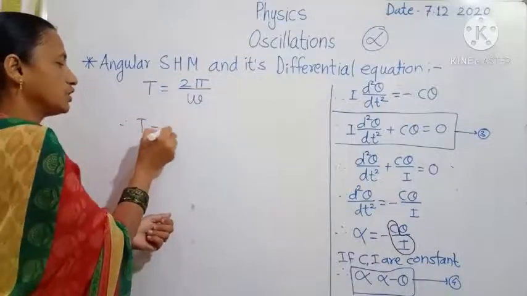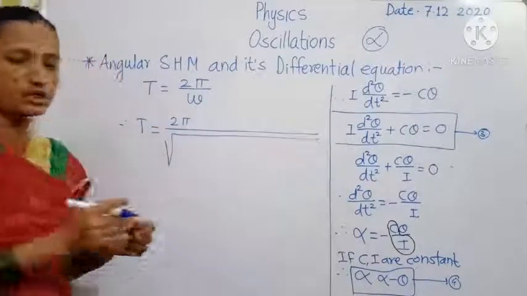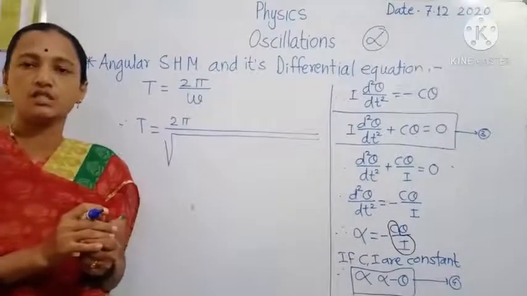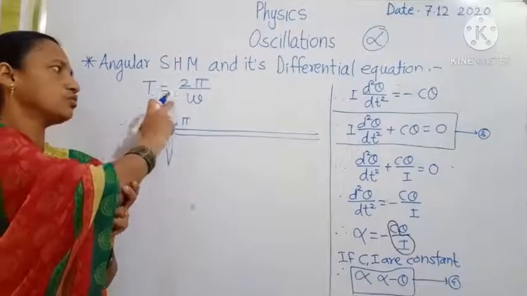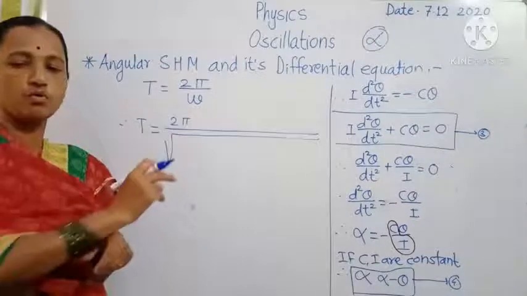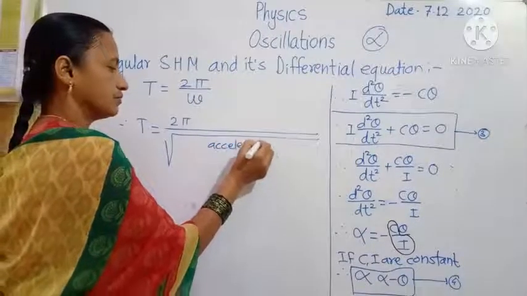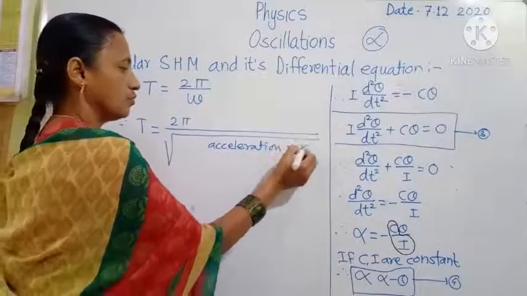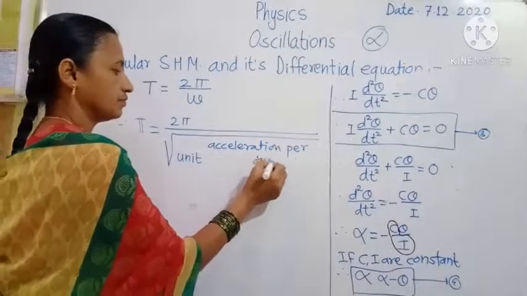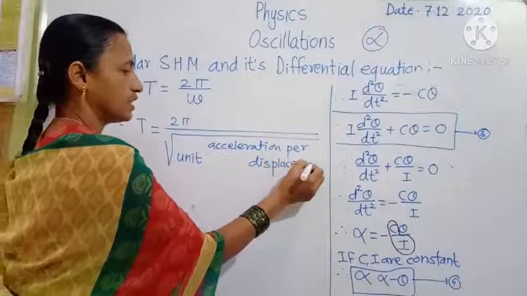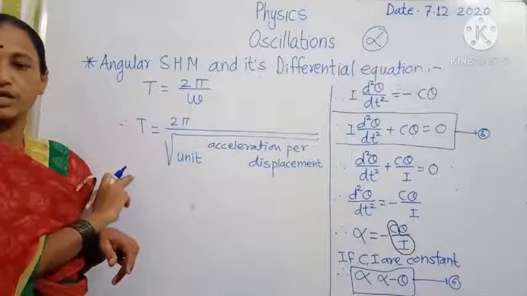In case of linear S.H.M, in case of a simple pendulum, we have to see the formula for the period of simple pendulum. T is equal to 2 pi upon omega, and for this omega we have to write here acceleration per unit displacement. And in case of angular S.H.M, we have to see the period of angular S.H.M.